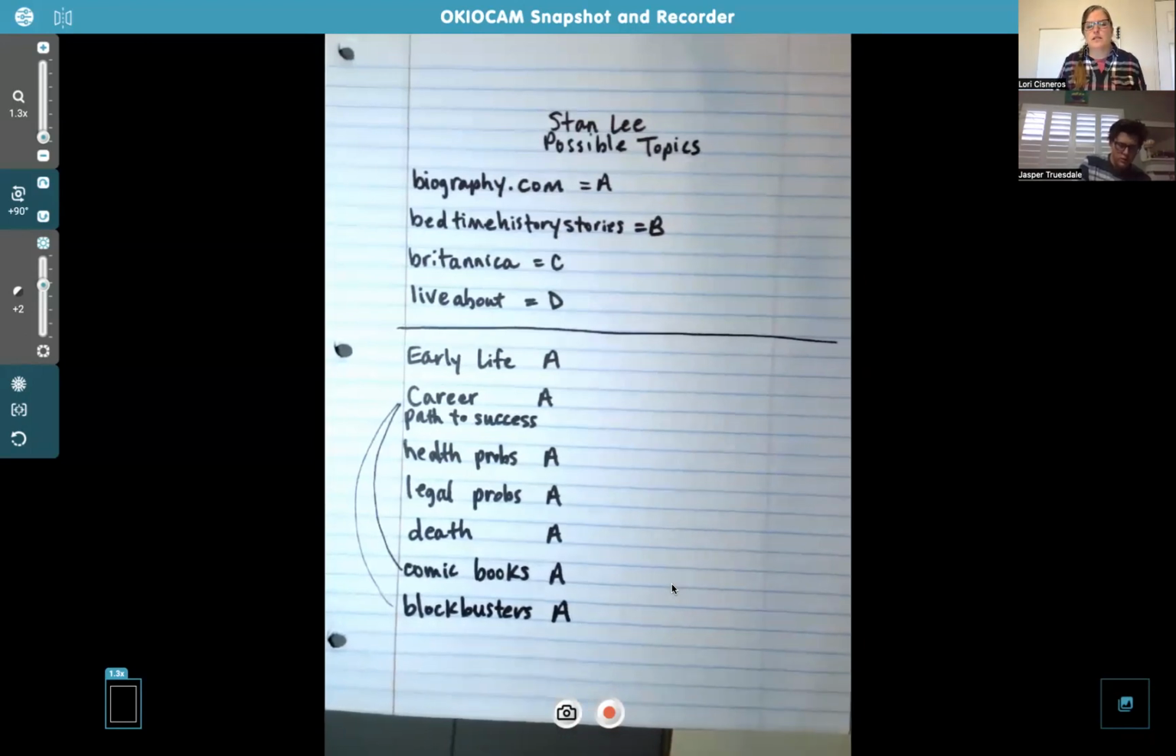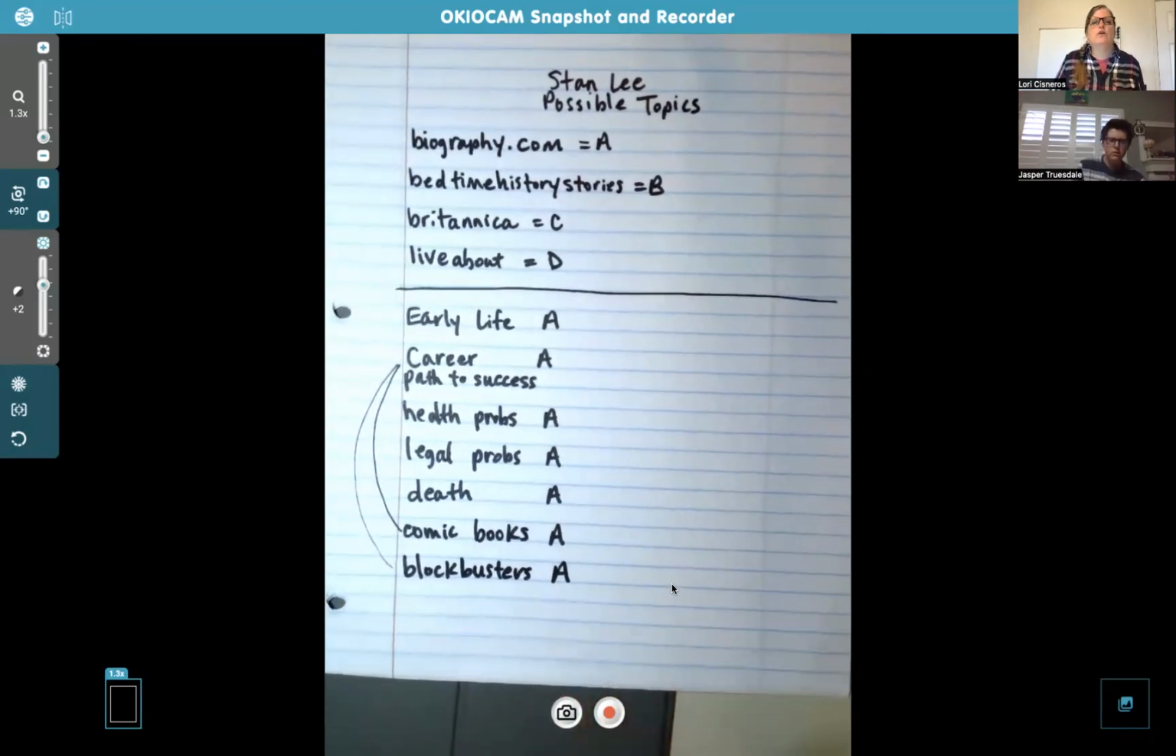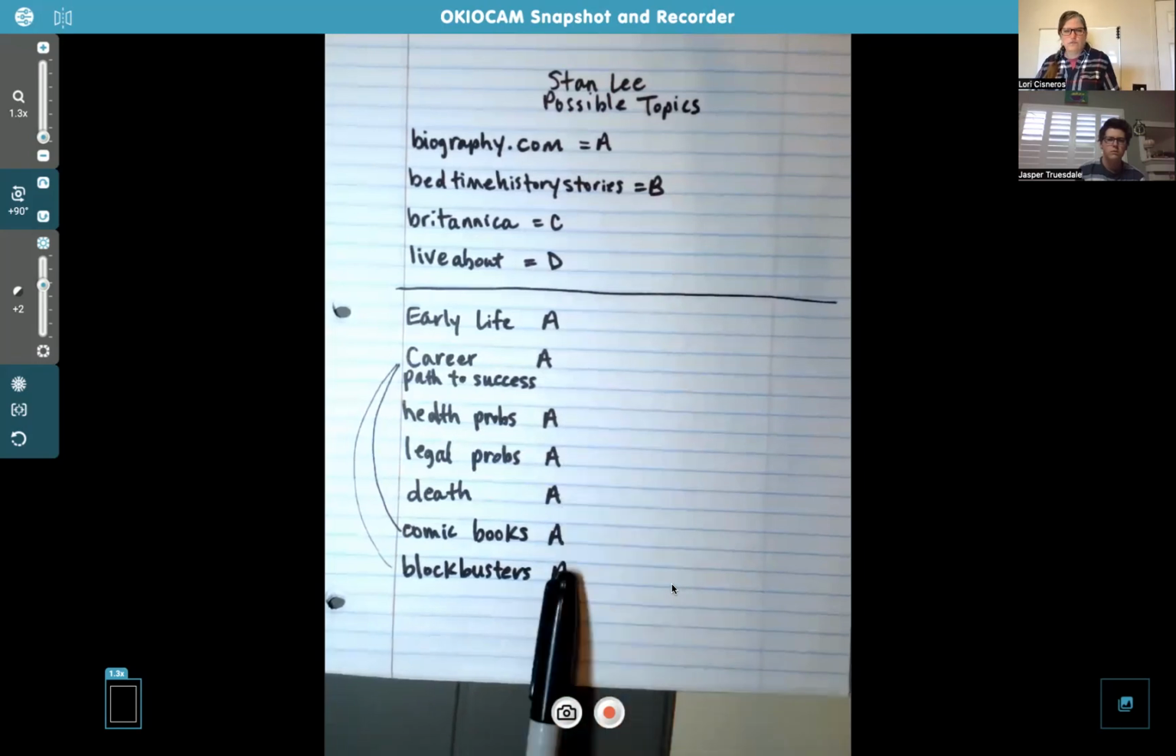Okay, so this is an example of how to start with your first source A. Then you would go on to source B, bedtime history stories, and do the same thing, skim through it. That one might not be as organized as this article, but list B next to whatever topics you find in B. You might find something new that you would add down here and just put B.